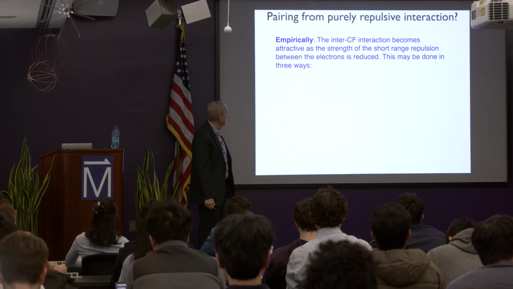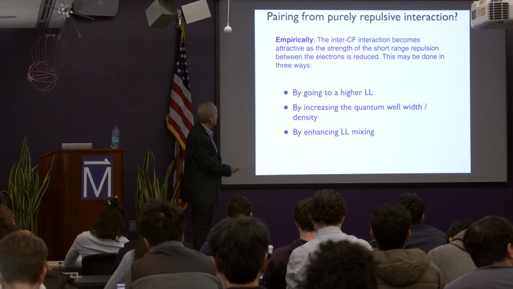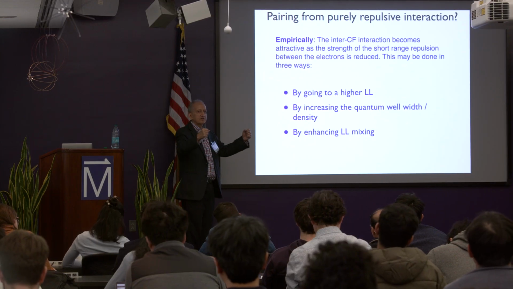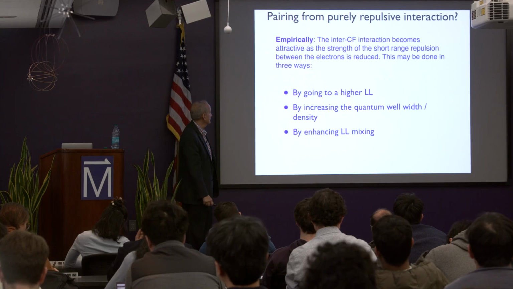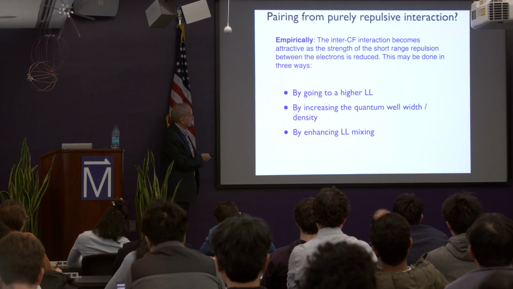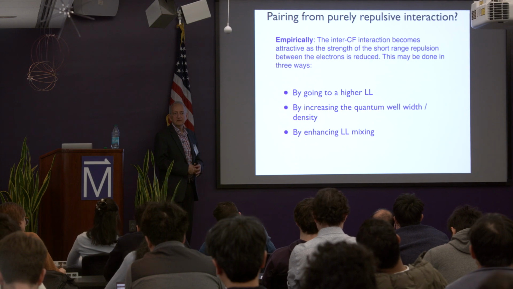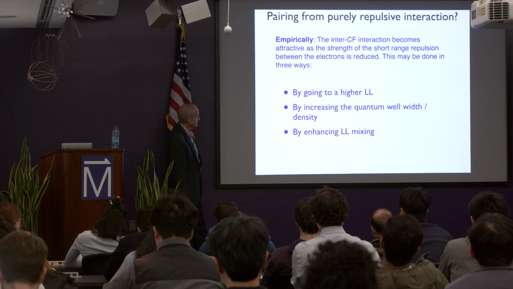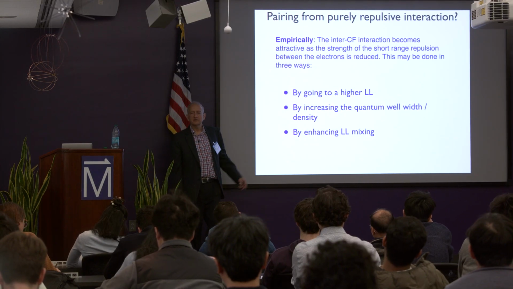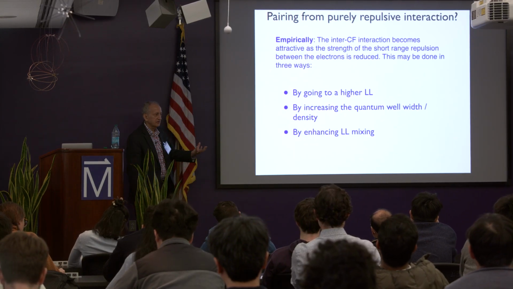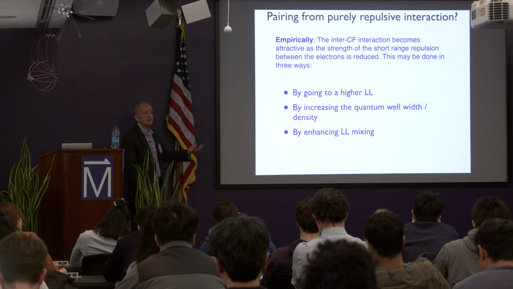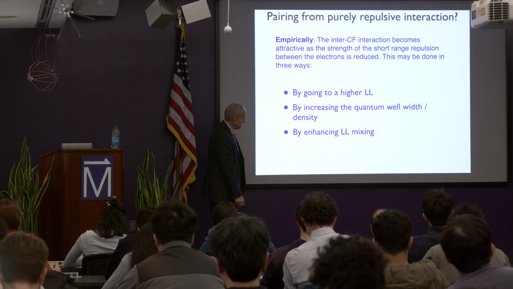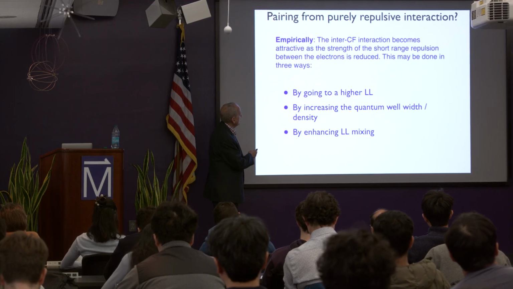There are three ways one can do this. One can either go to a different Landau level, because we know as you go to higher Landau levels, the interaction is not as strongly repulsive at short distances. We can increase the quantum well width, as I just mentioned earlier. That makes the short range part less repulsive. Or we can switch on Landau level mixing, because that also screens the short range part of the interaction. Landau level mixing would screen whatever is the strongest part of the interaction, and if that's a short range part, it will screen that. In fact, all three have been seen.